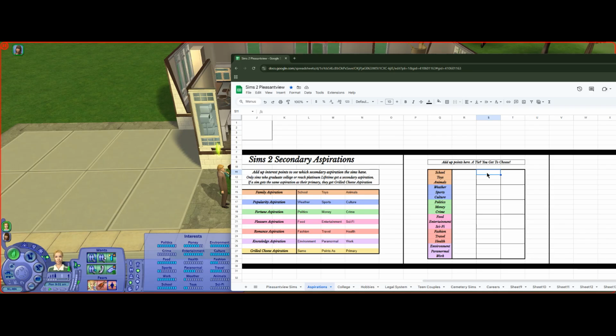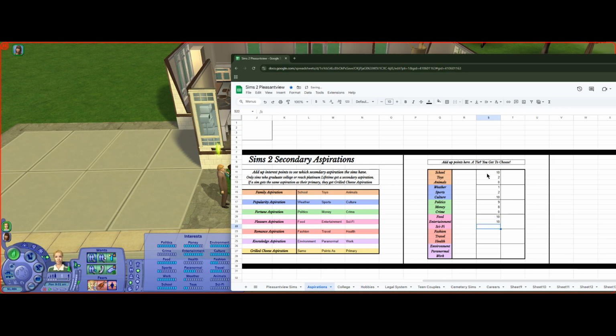Okay, so we got school. School currently has a value of 10. Toys has a value of 2. And animals has a value of 0. Weather has the value, gotta find it, of 1. Sports has the value of 2. And culture has the value of 10. Politics has the value of 9. Money has the value of 8. And crime has the value of 0. Food has a value of 10.